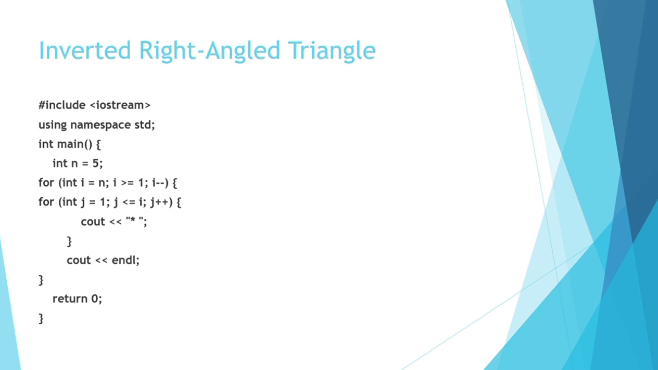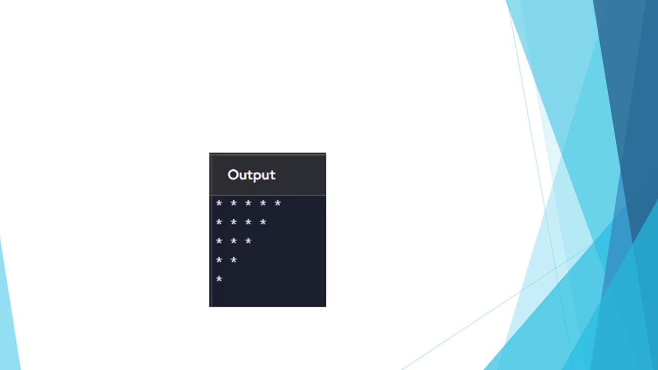Iteration 3, outer loop, i equals 3. The outer loop now has i equals 3. The inner loop starts with j equals 1 and runs until j equals 3, printing 3 stars. After the inner loop finishes, the outer loop moves to the next iteration and prints a new line. After successful execution, output will be like this.